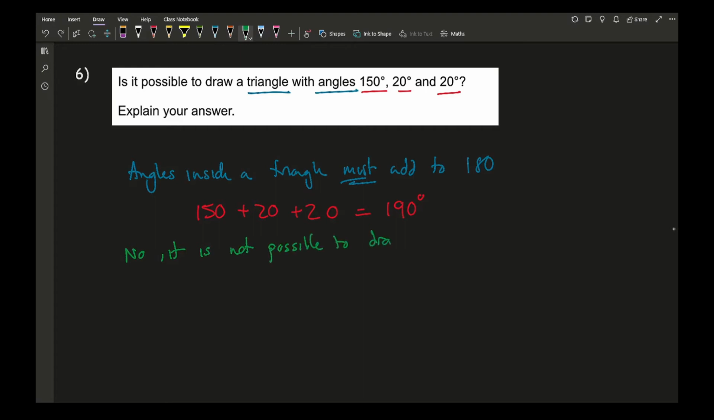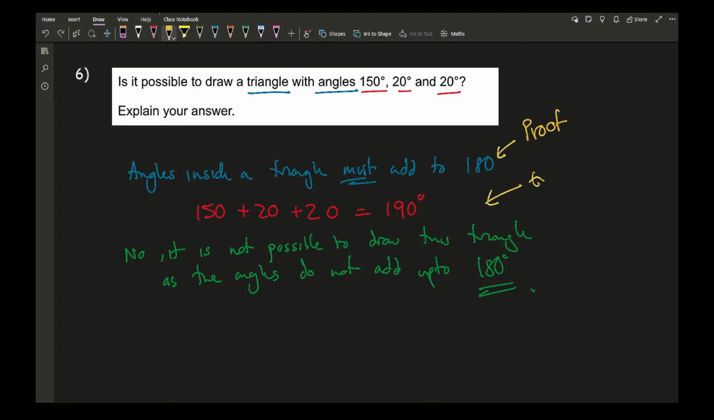to draw this triangle, as the angles do not add up to 180 degrees. Now, this is really, I wouldn't say a high level question, but the way I've structured this particular answer is high level. And the reason why it's high level is because here I've stated my proof, here I've stated my evidence, and here I've stated my conclusion. So in other words, what I've stated here is a perfect answer to a proof question.